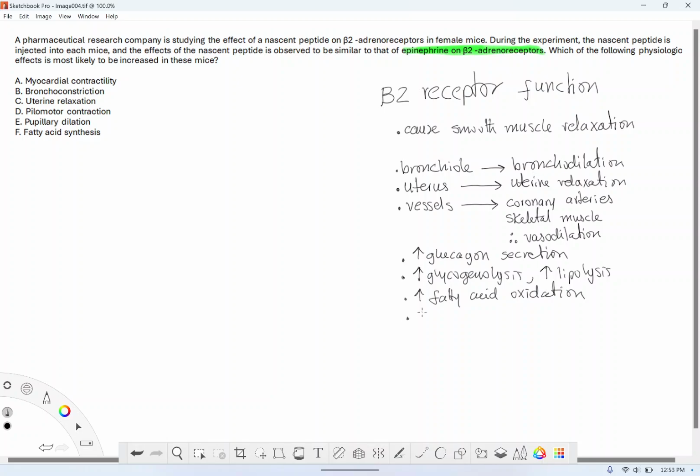Okay. One more thing, glucagon promotes intracellular shift of potassium, which is important, for example, in diabetic ketoacidosis or hyperkalemia. You can use beta-2 receptor agonist. Okay, so these are the functions of beta-2 receptors and epinephrine interaction.